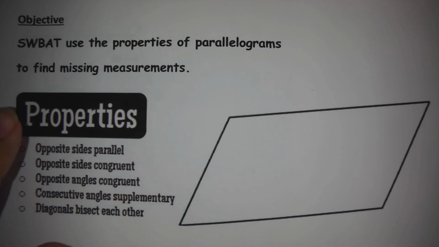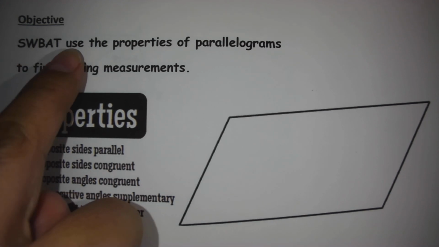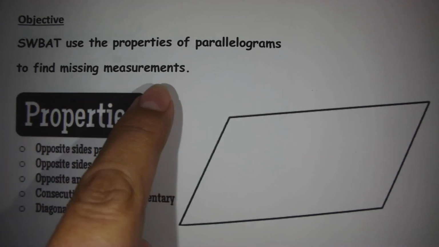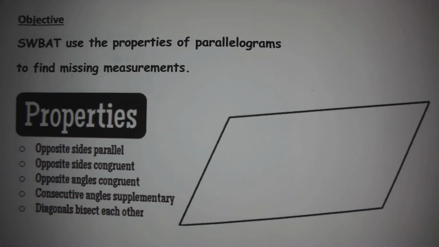Today's objective: students will be able to use the properties of parallelograms to find missing measurements. So we're going to use some properties to determine what a measurement might be, or just to solve for x. A few things that we need to know are some of the properties.